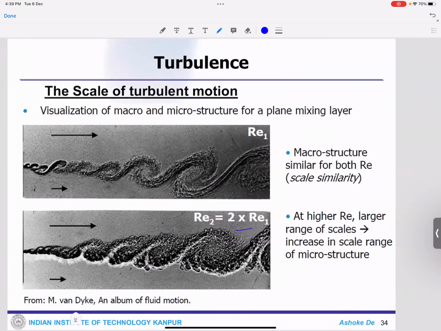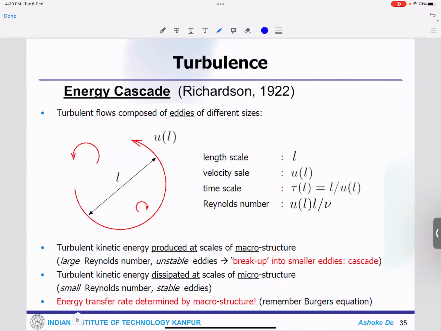Okay. Now, the energy cascading process is very simple. Turbulent flows always carry extra energy. So where does the energy come from? It comes from the large eddies. This is a schematic representation of that. So you have this length scale, time scale, and all these things.